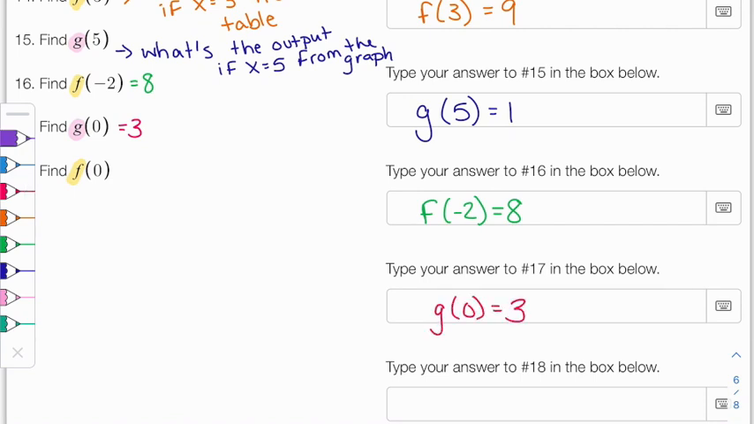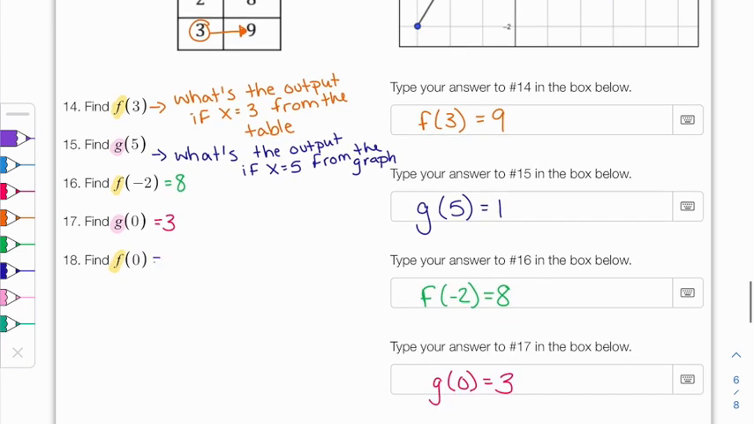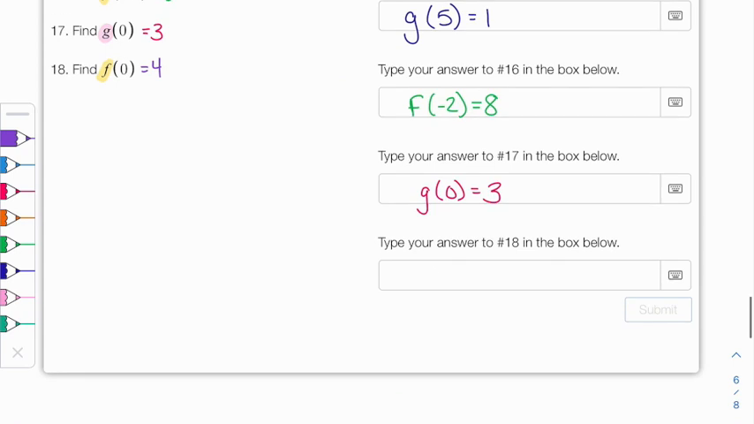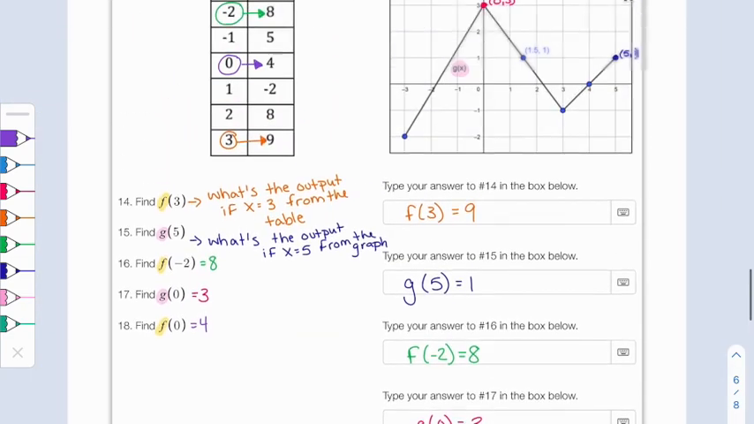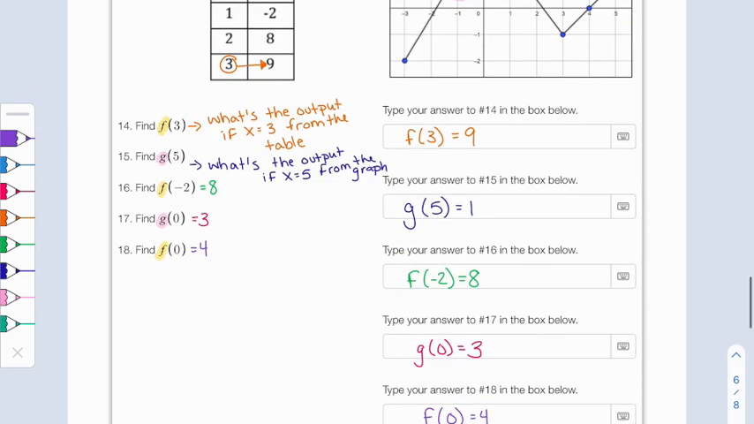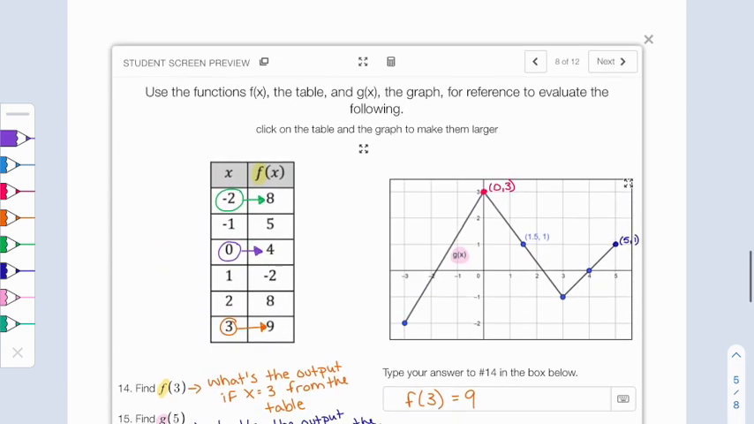And last but not least, f of 0. Go to my table, find the x value of 0. What's the output? It is 4. So f of 0 is 4. So that's evaluating. So that's given the input, find the output, right? That's what each of these problems is doing. Given input, find output.